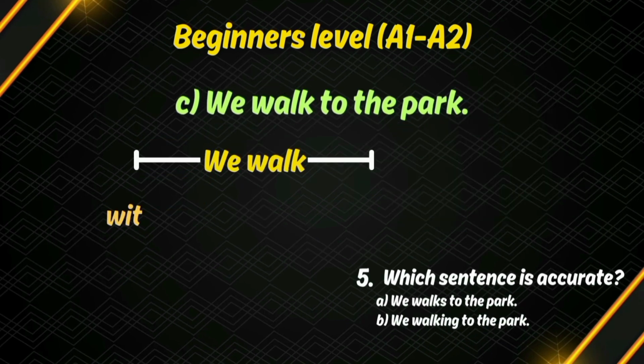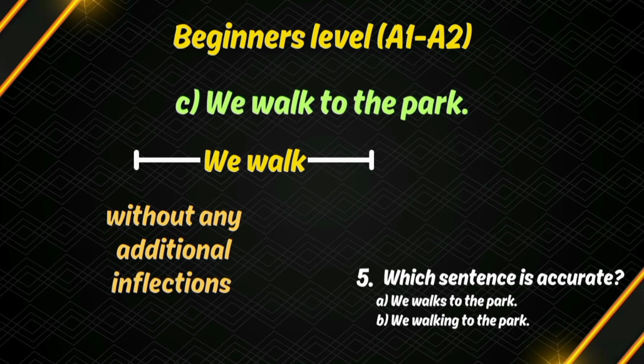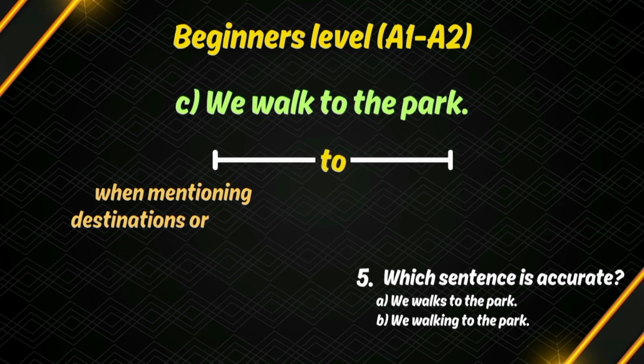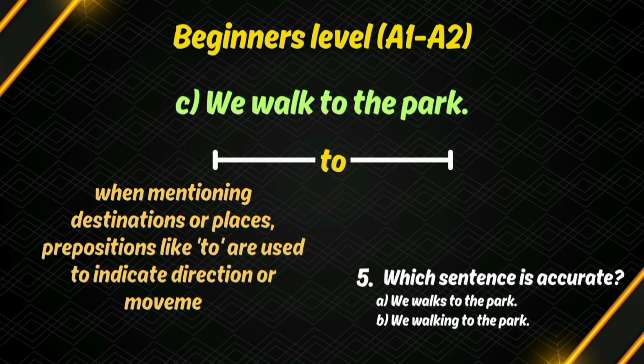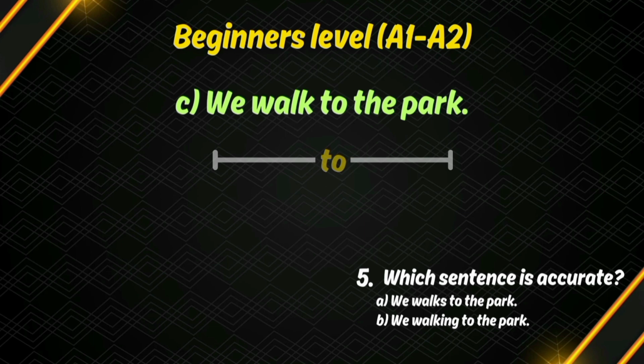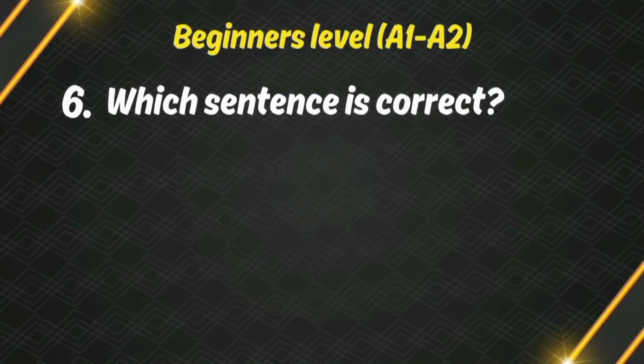This form is used when talking about actions done by a group collectively. In the given sentence, the subject we requires the verb walk without any additional inflections. Additionally, when mentioning destinations or places, prepositions like to are used to indicate direction or movement. Hence, the correct sentence is, we walk to the park.